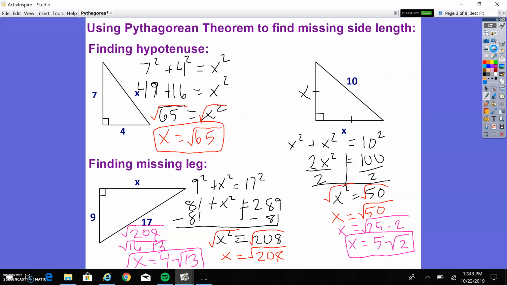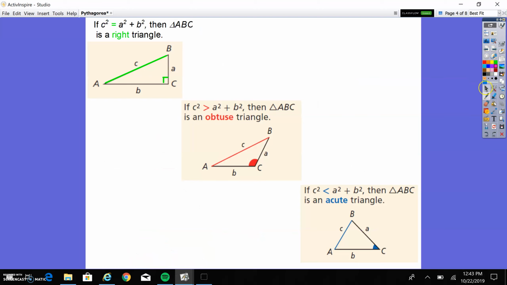Now we're going to use the Pythagorean theorem to classify our triangles given 3 side lengths. So we talked about this in class. If you have a squared plus b squared equal to c squared and the Pythagorean theorem holds true, you have a right triangle.